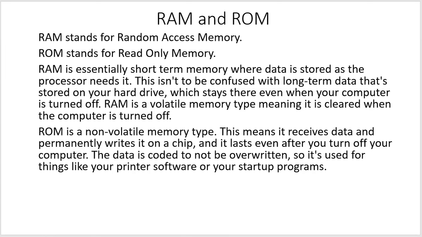RAM is what we call volatile memory, meaning it's cleared every time the computer is turned off. ROM is non-volatile, meaning it's stored forever on that chip. So things that might be stored on that chip are your startup programs or your printer software, things like that. So you don't want to lose that every time the computer is rebooted.